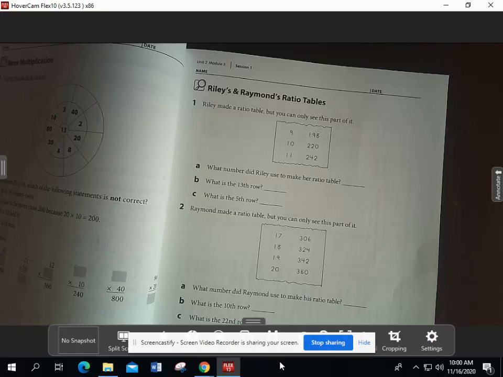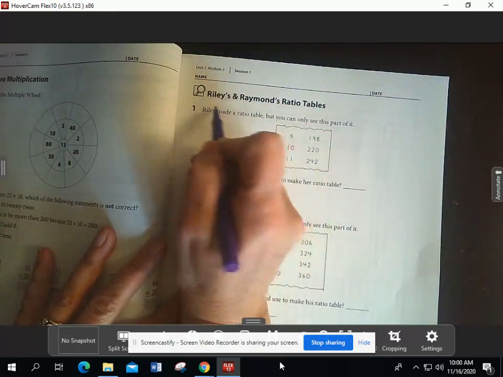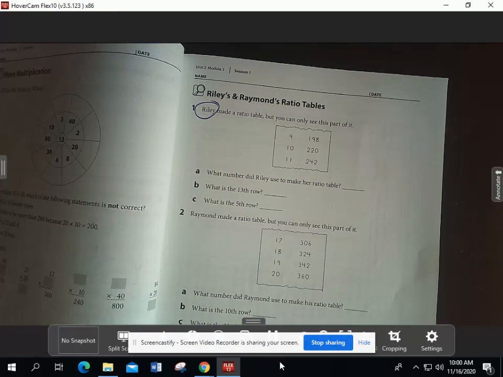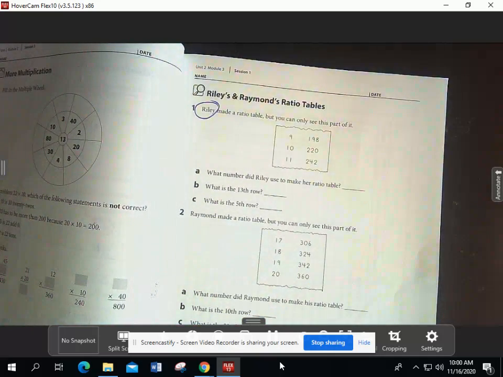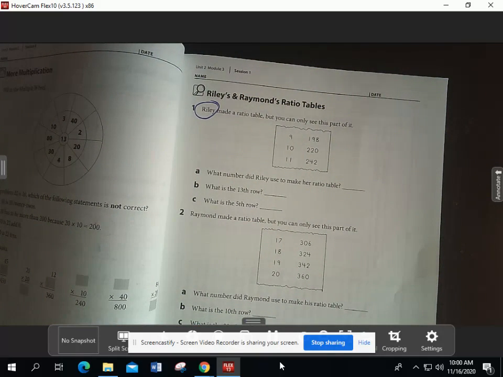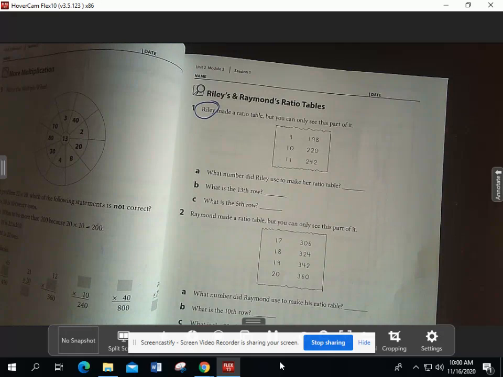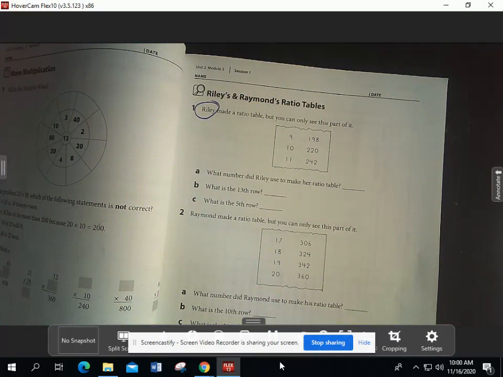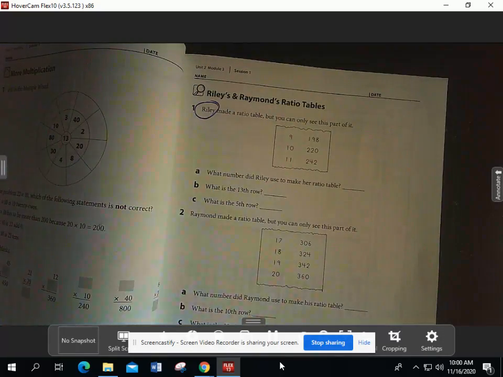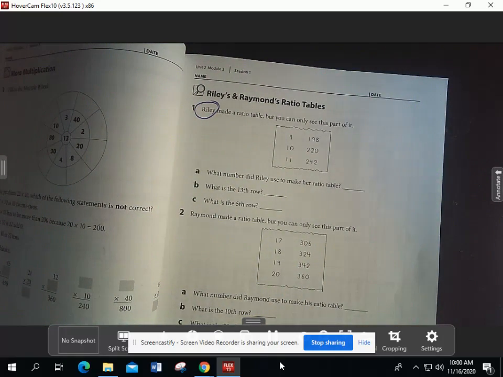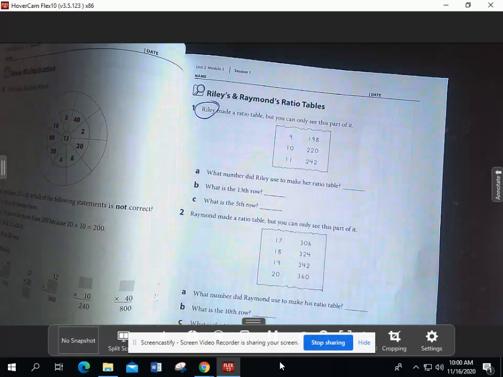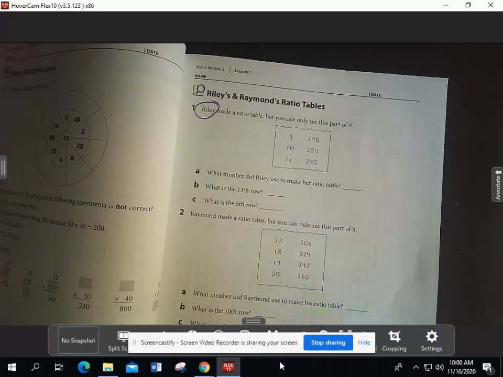So here we have, actually it's Riley's ratio table. Is everybody on page 65? Yes. Oh my. It says Riley made this ratio table, but you can only see part of it. You can only see part. Now what? That happens. Maybe the tape let go. Maybe the glue let go. So what do you do now? You've got part of it. How do we figure out what number Riley used?